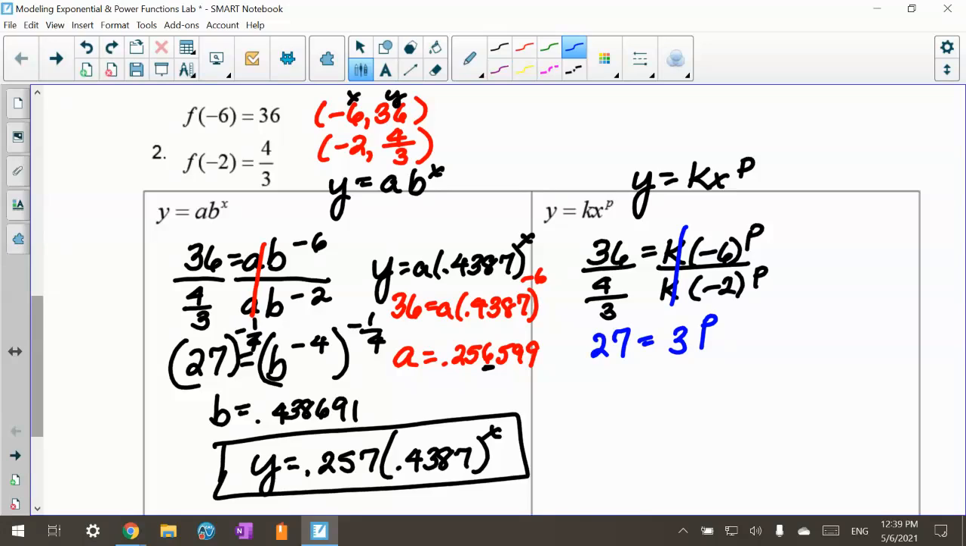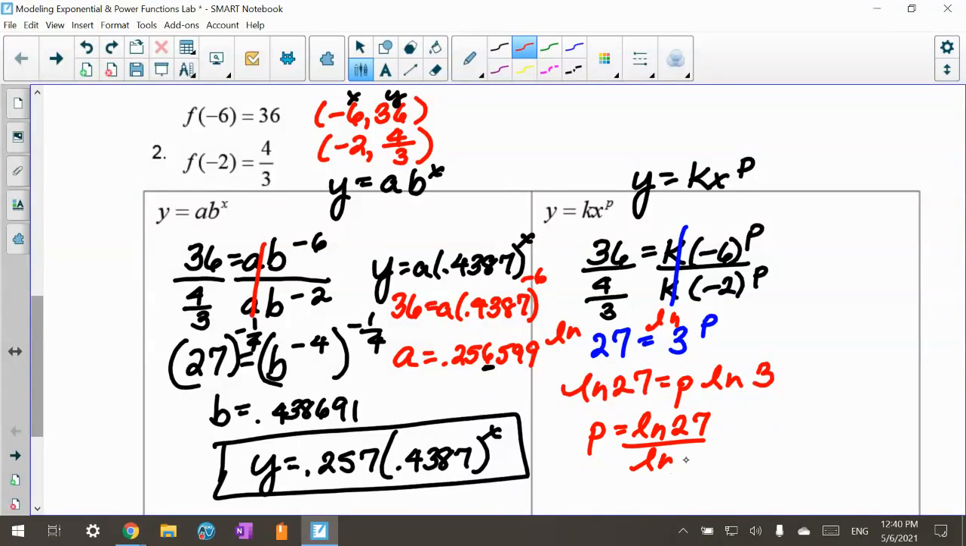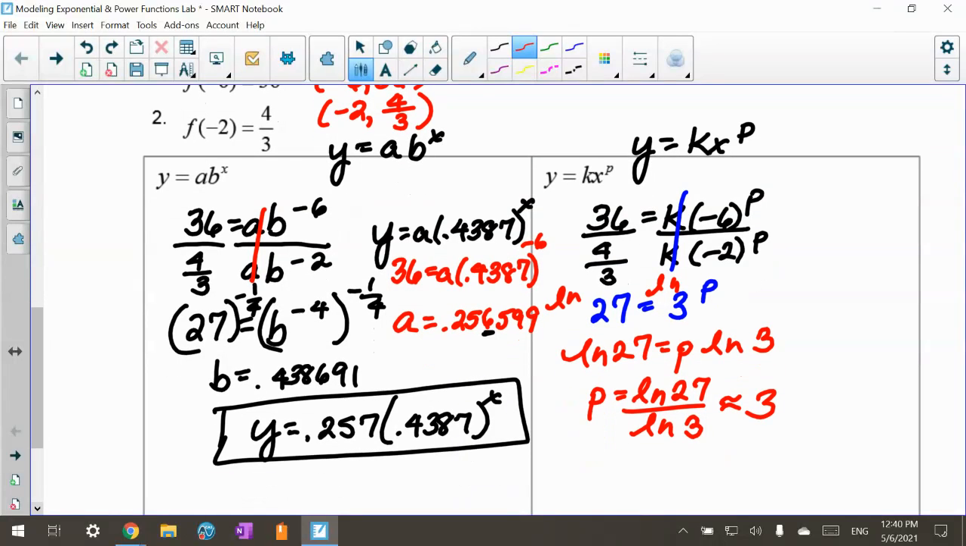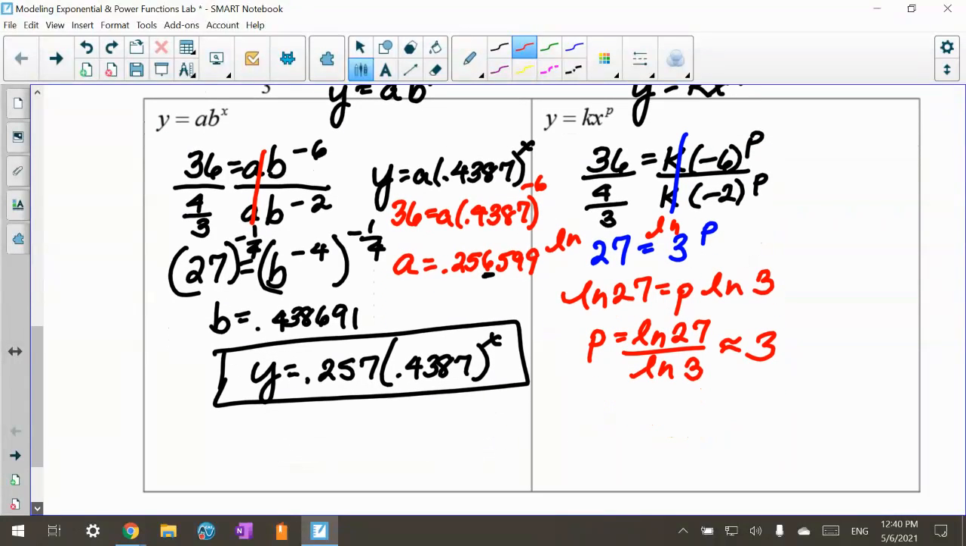Now, here I look at this and say, oh, the p is my exponent, my power. So I'm going to natural log both sides and bring the p down. So I have the natural log of 27 equals p natural log of 3. And I'm looking for the power, so I'm going to divide by the natural log of 3. So p equals the natural log of 27 divided by the natural log of 3. And when I do, I get 3. So now I have y equals kx cubed. Okay, that's great.